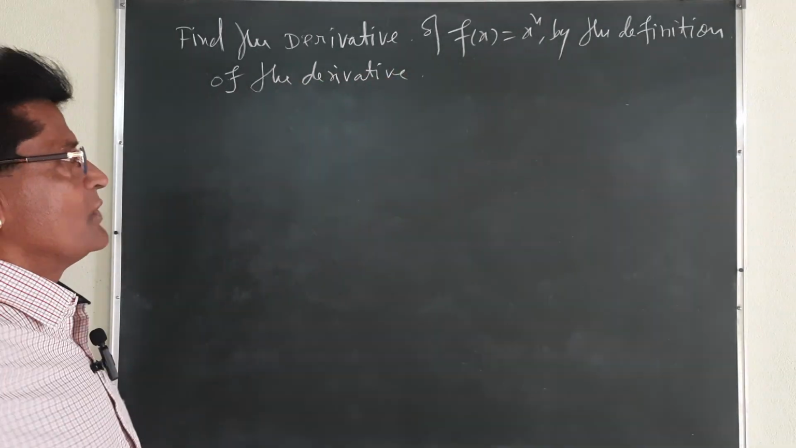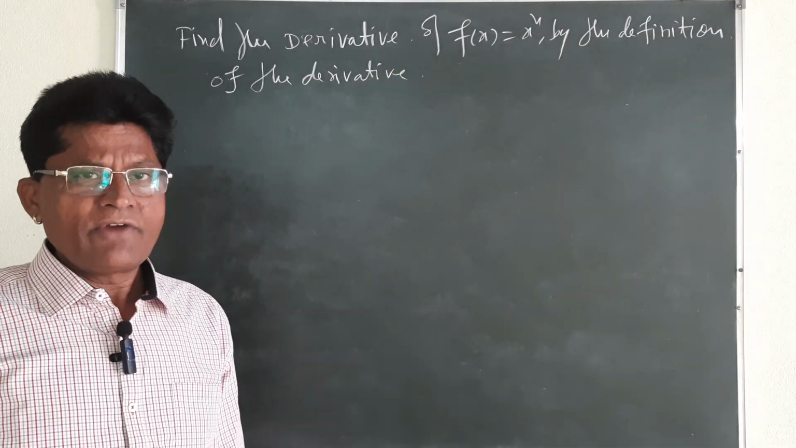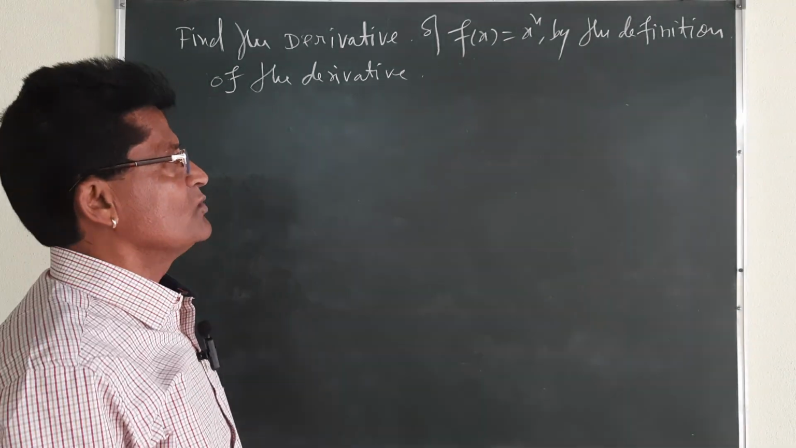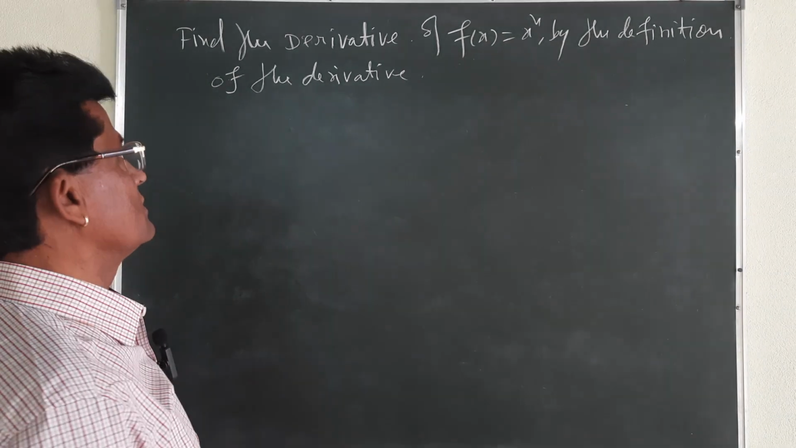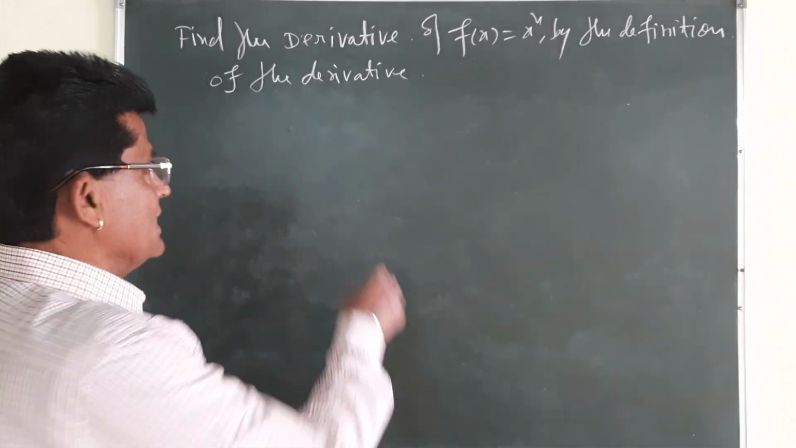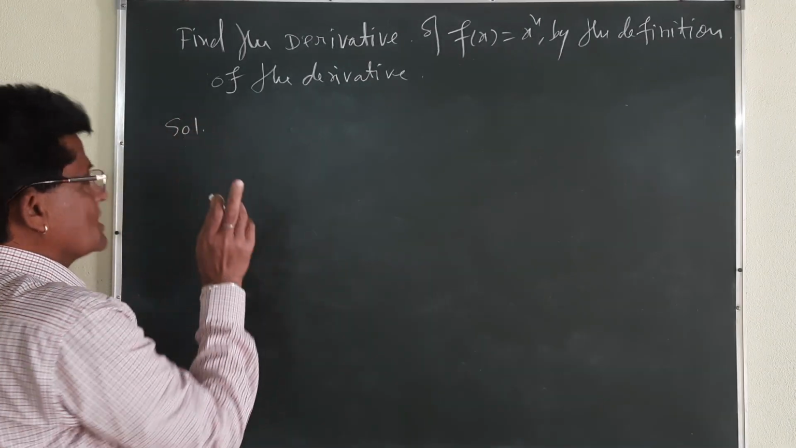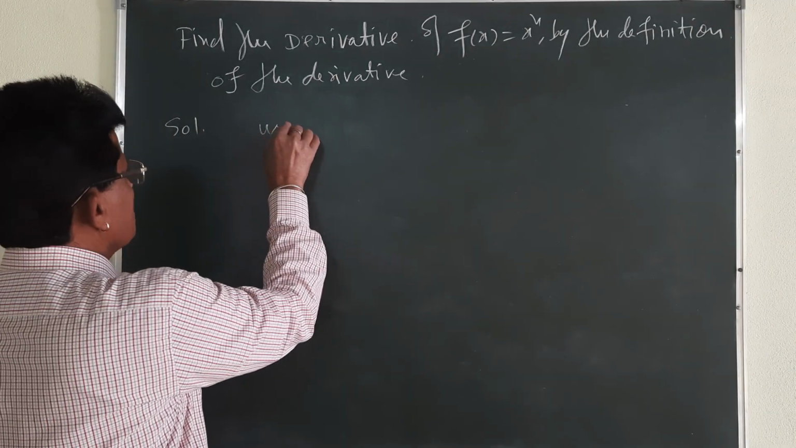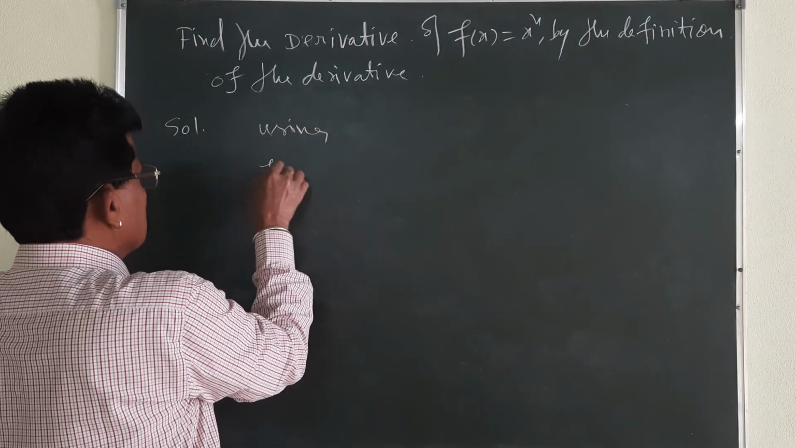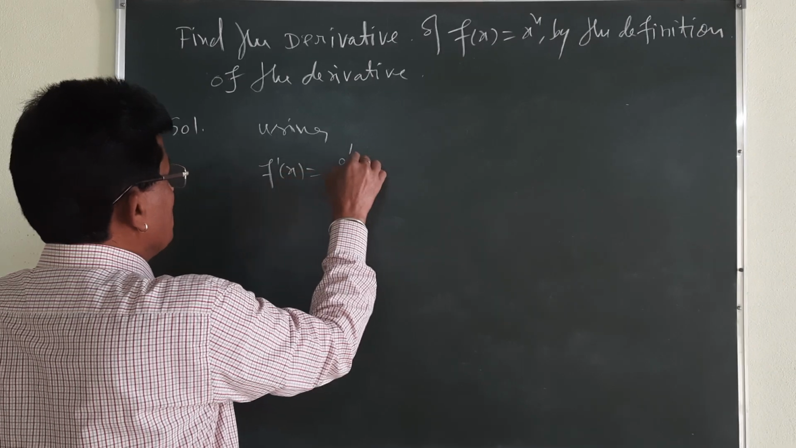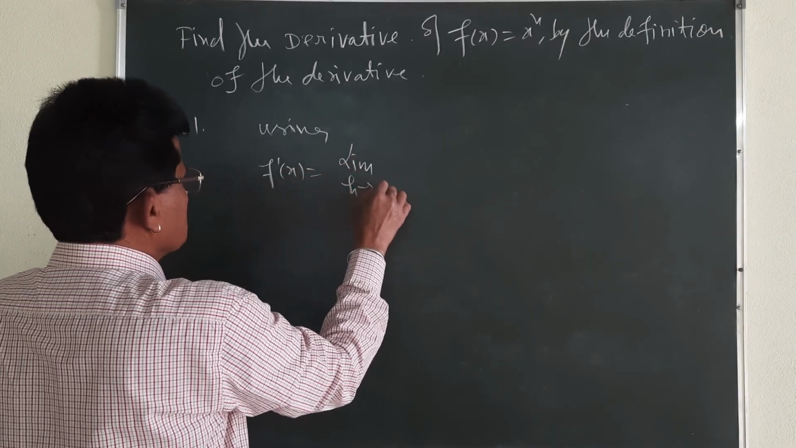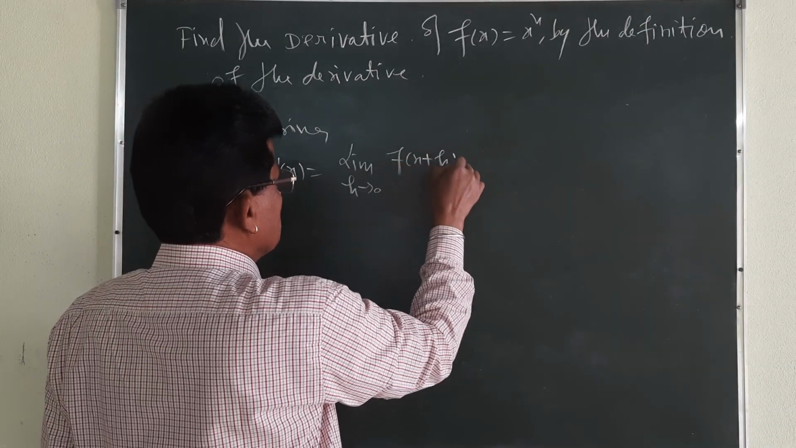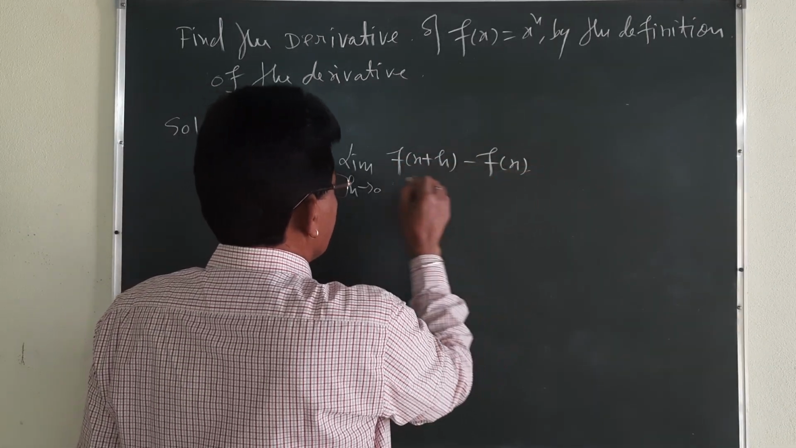It is given over here: find the derivative of the function f(x). f(x) you can take as y also, that depends upon you, x to the power n, by the definition of the derivative. Okay, let me take its value. Concentrate over here because it is very important. I am using f'(x) equal to limit h tends to 0, f(x plus h), dear student, you have studied this definition in class 11, minus f(x), upon h.